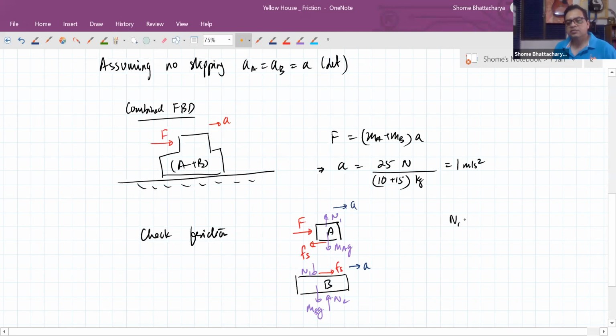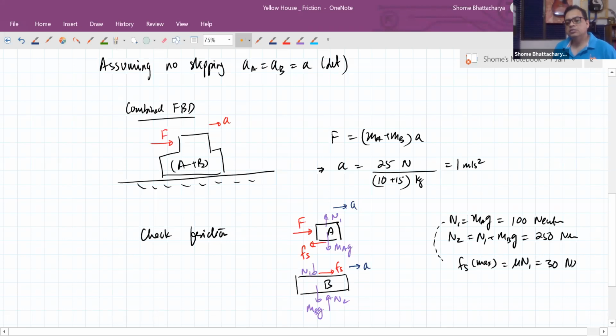So you can see that N1, which is the weight of this block, is equal to how much? This is 10 kg, so 100 newtons. N2 will of course become N1 plus weight, but that's not really important because there's no friction on the ground. So N1 is the one which is more important. The maximum friction available to us is mu N1, which will become 30 newtons because mu was 0.3.